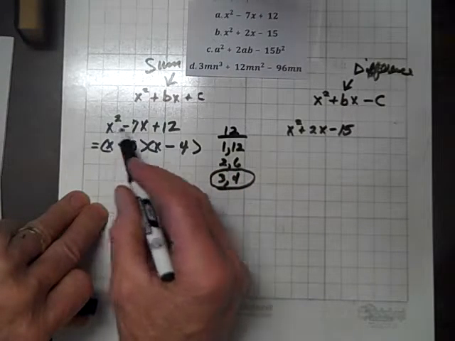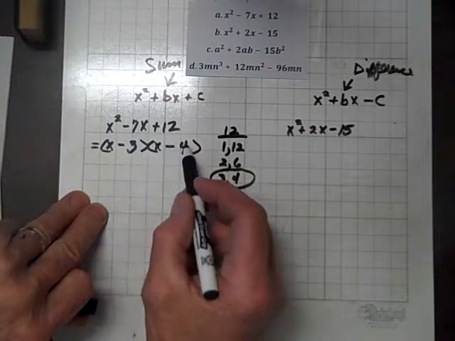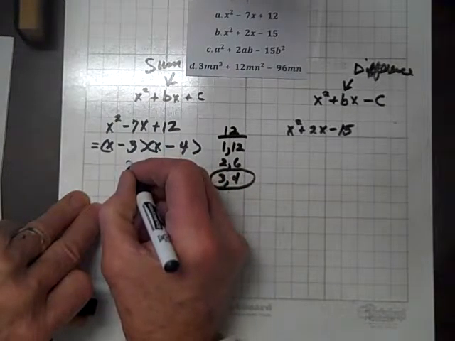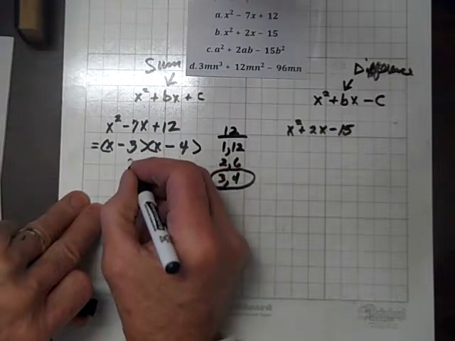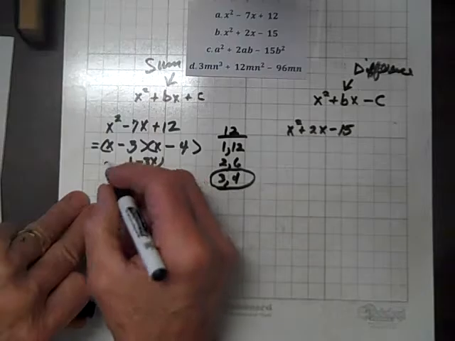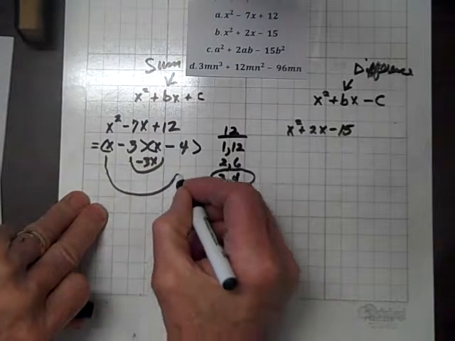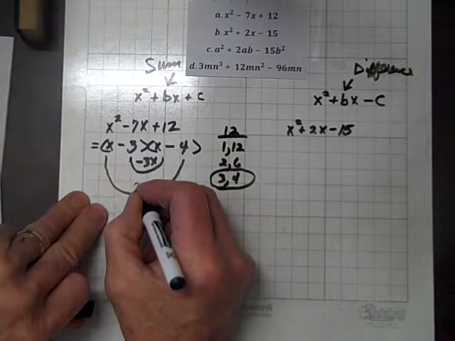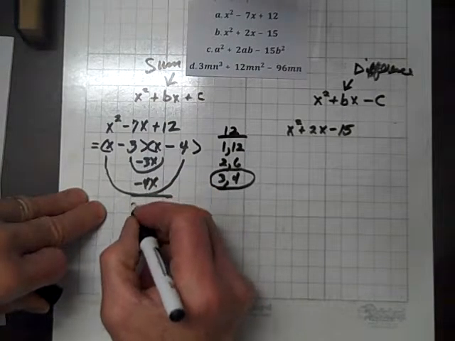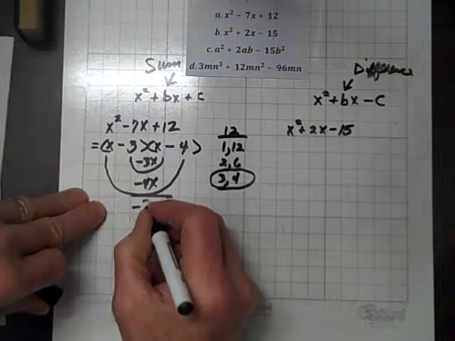X times x is x squared. Negative 3 times negative 4 is 12, and we'll look at the middle term. The product of negative 3 and x is negative 3x. The product of x and negative 4 is negative 4x, and they sum to negative 7x.